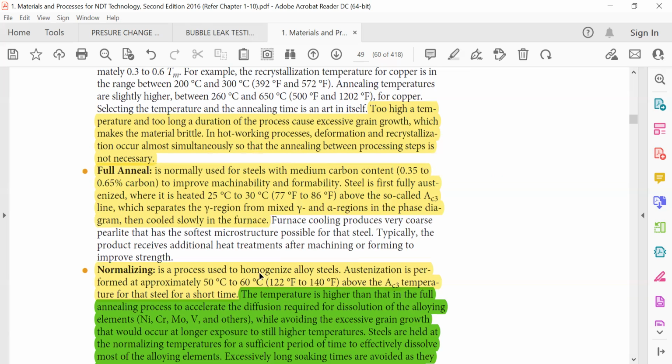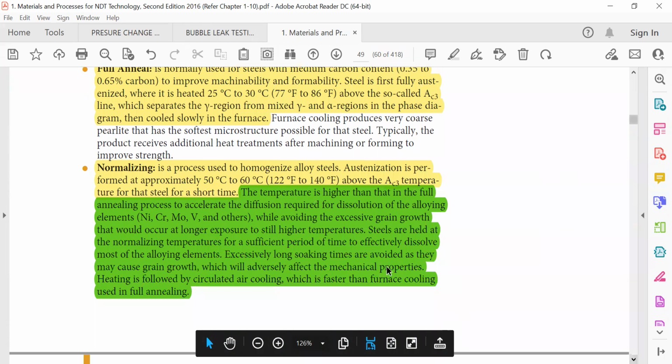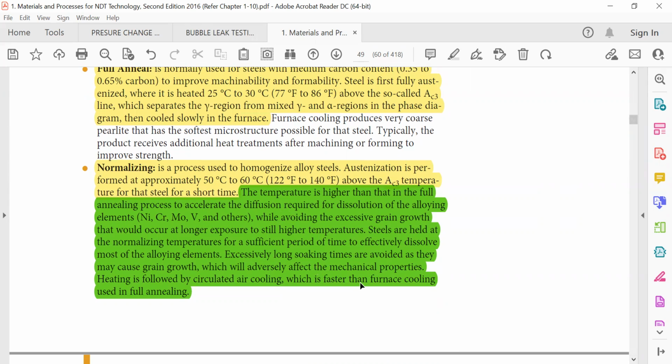Normalizing is a process used to homogenize alloy steel, austenitization at approximately 50 degrees centigrade. Here 25 to 30, 50 to 60 degrees above the AC3 temperature, and for a short time. This is for a long time, short time, and then air cooled. This is slowly in the furnace, this is air cooled.